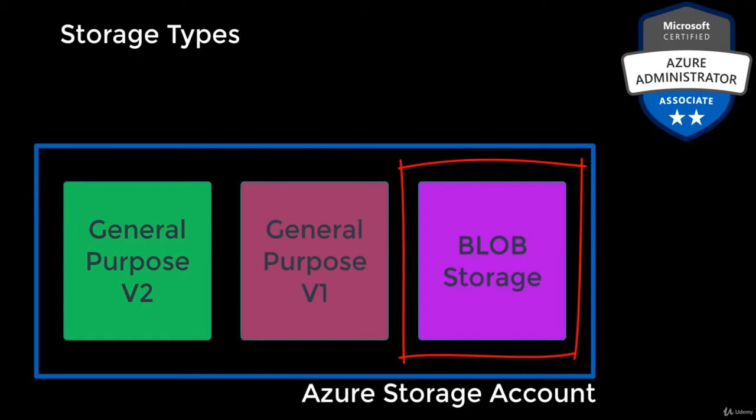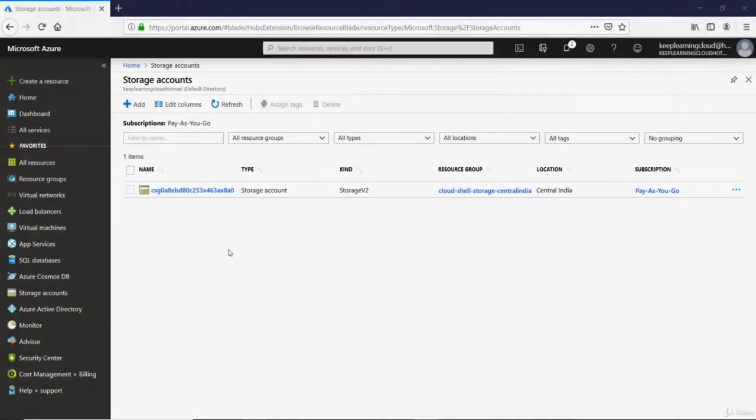General purpose V2 is the newest way of provisioning a storage account. V1 is an older legacy type, whereas a blob storage account provides just blobs and does not provide tables, queues, and files. Let's learn to create an Azure storage account. I am currently logged into the Azure portal. On the left hand side, you will see all the services associated with Microsoft Azure.